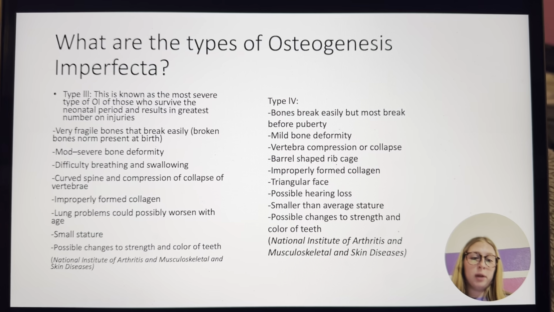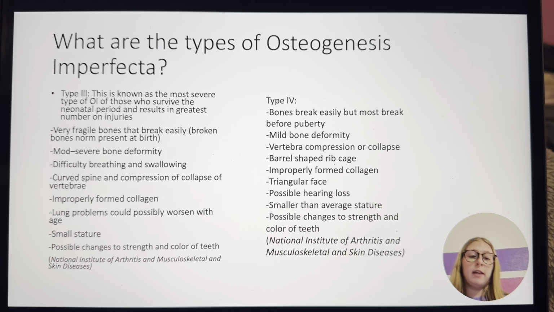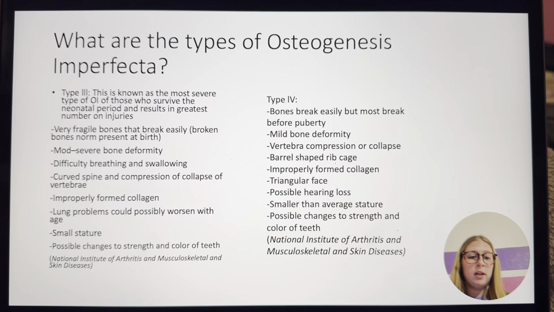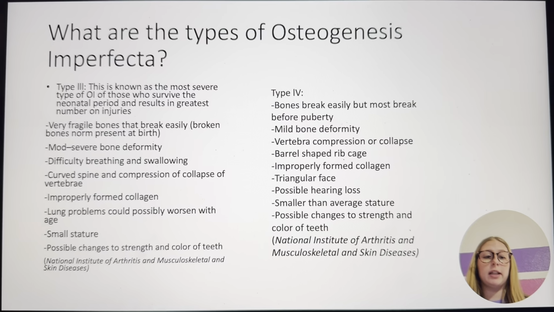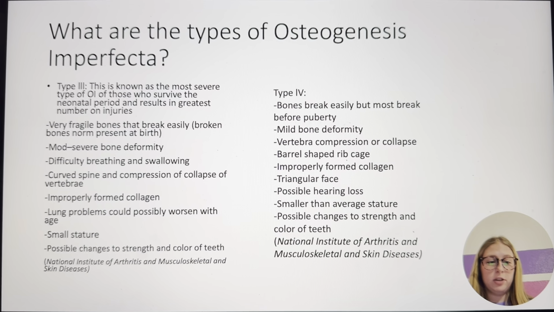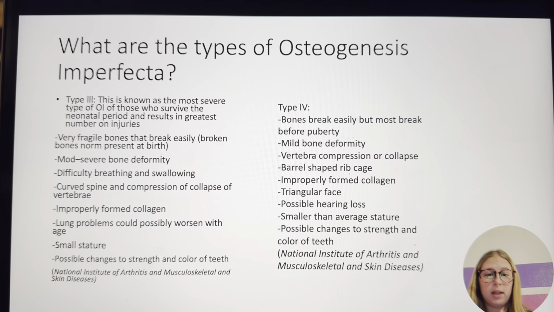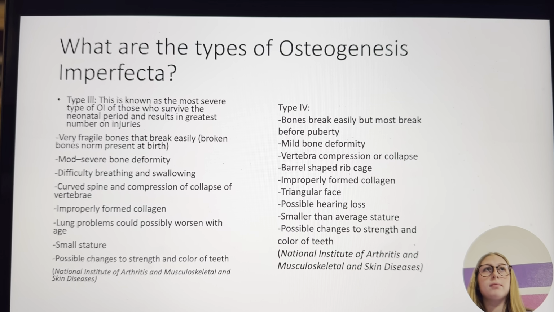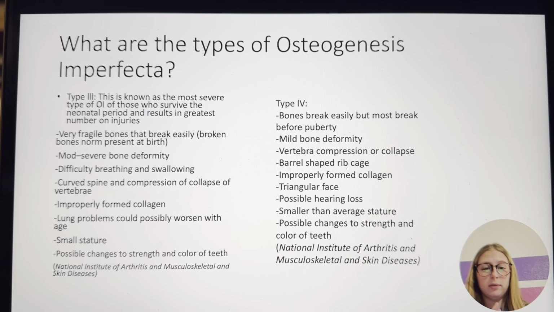They have curved spine and compression or collapse of the vertebrae. Again, they have the improperly formed collagen, and their lung problems like difficulty breathing and such like that. It definitely worsens with age. And again, they also have problems with their teeth. A lot of the types, they do have problems with their teeth just because collagen is so involved.